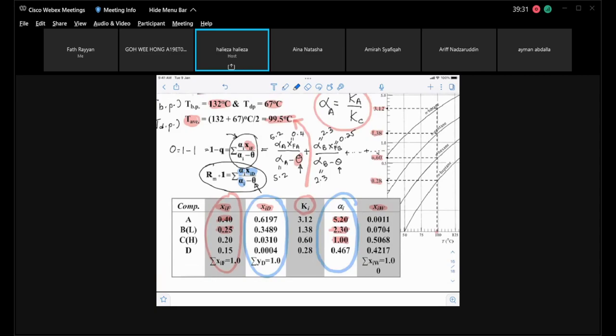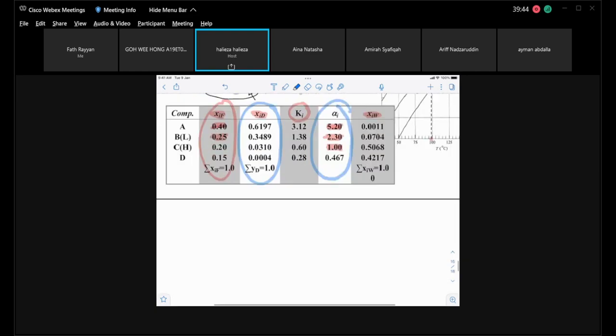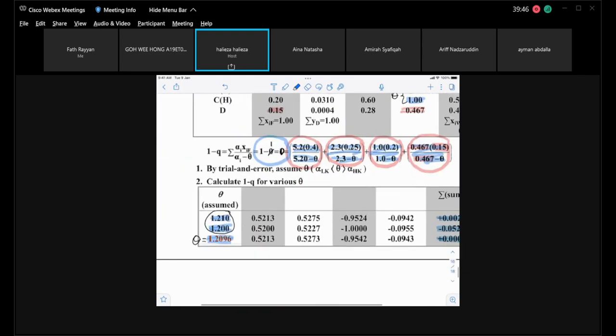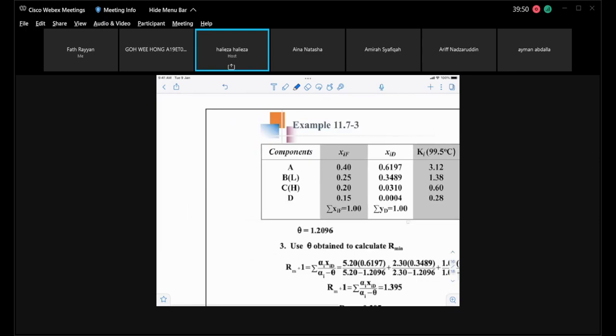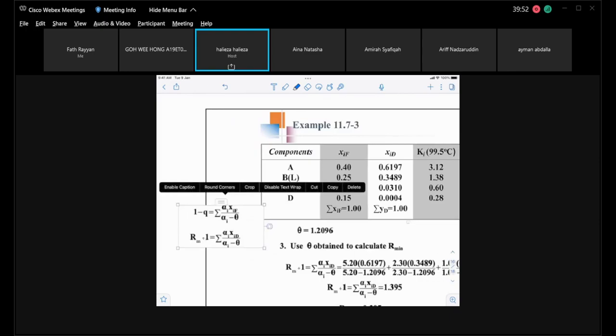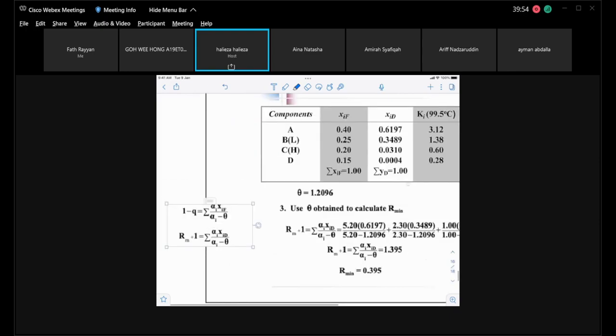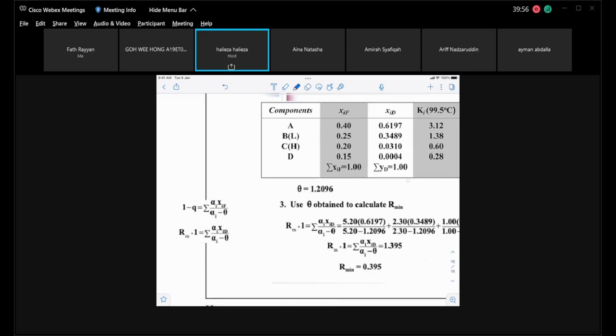So now the only unknown is your Rmin. Your theta, you already managed to get from the previous trial and error method, from the sum in this part. Okay, so now let's continue. I'm going to paste the equation again over here. This is the equation.